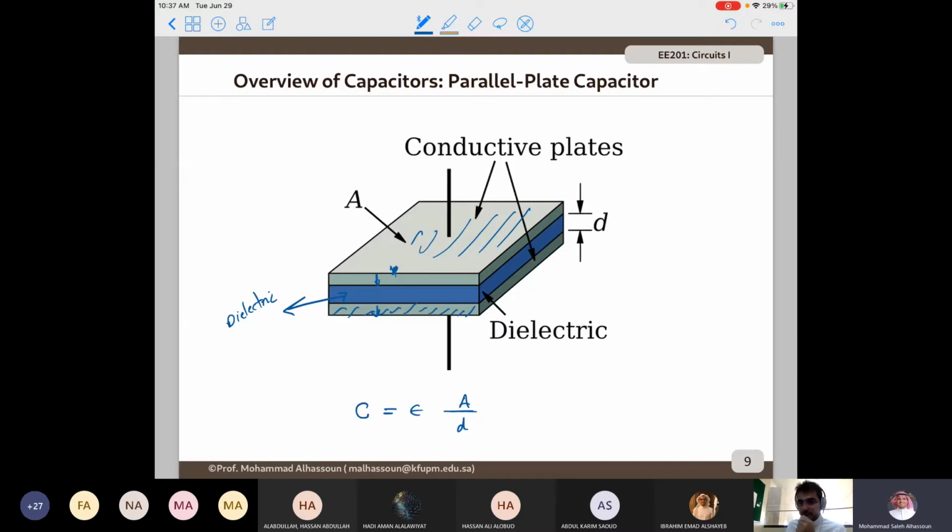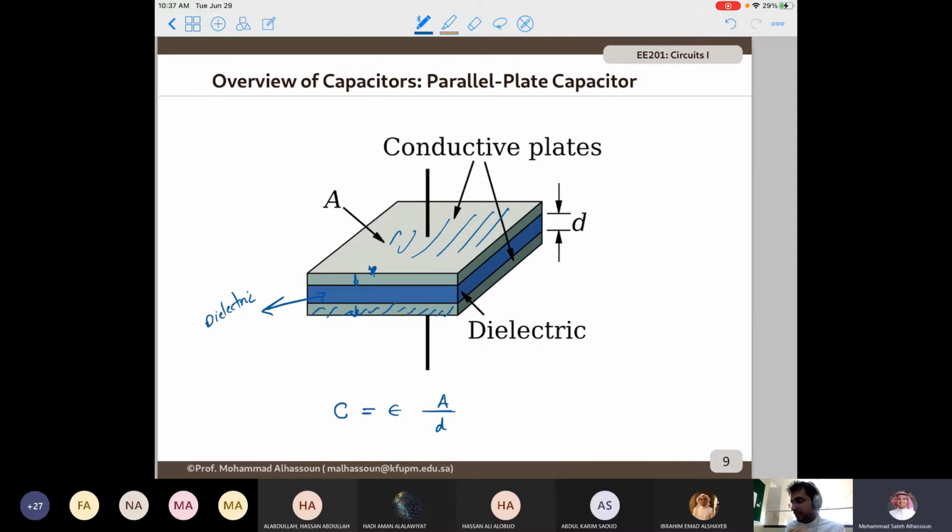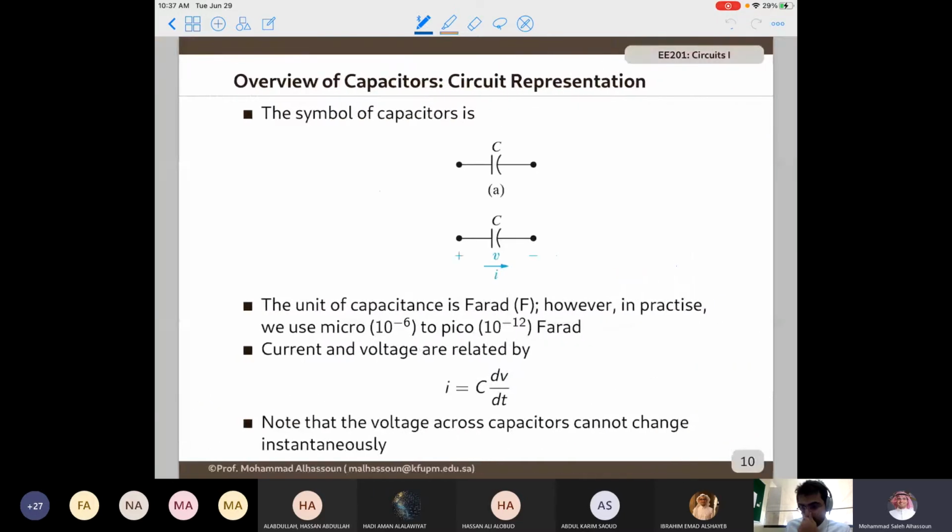Okay, this is just an example. You see capacitors everywhere. If you check any motherboard or fridge, you see some capacitors over there as well. Okay, back to Hassan.